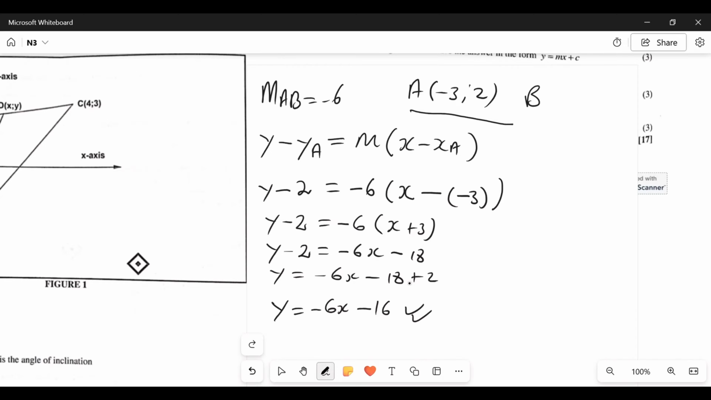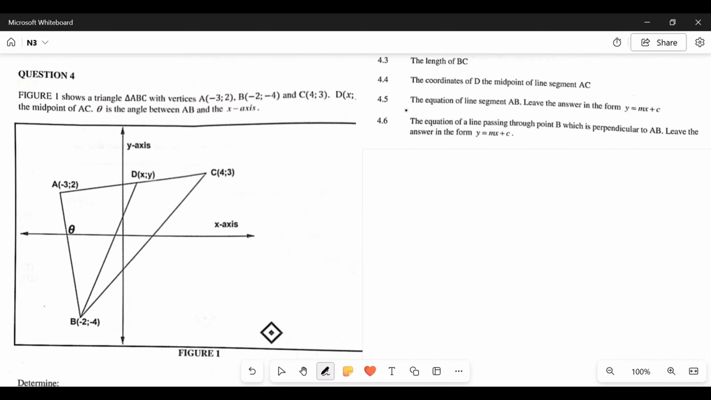Right, people, we are done with 4.5. Let's do 4.6. All right, guys, here is our 4.6. They want us to calculate the equation of a line passing through point B which is perpendicular to AB. They want us to leave the answer in the form of y equals mx plus c. Again, here they want us to calculate the equation of a straight line, but this one is perpendicular to AB and is passing through B.